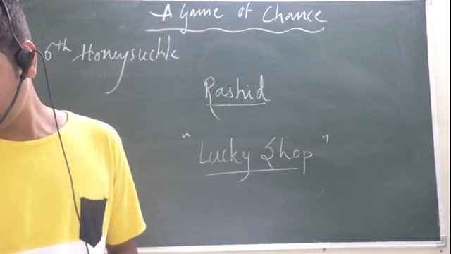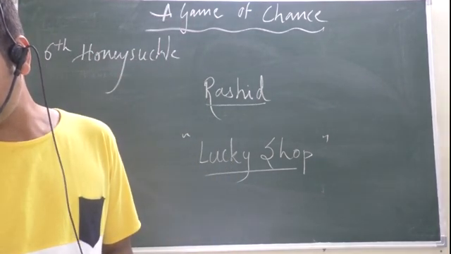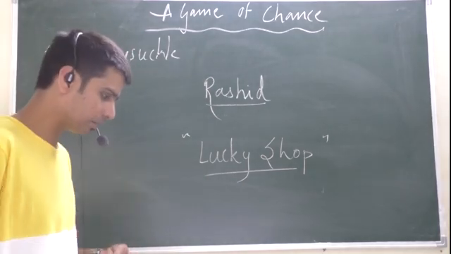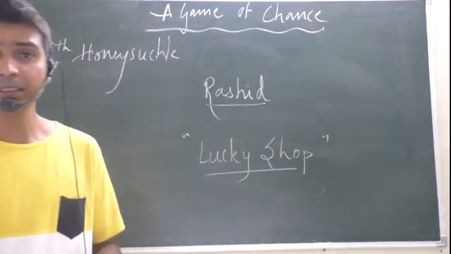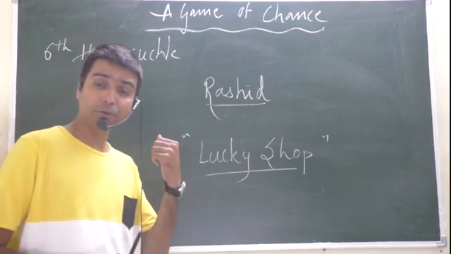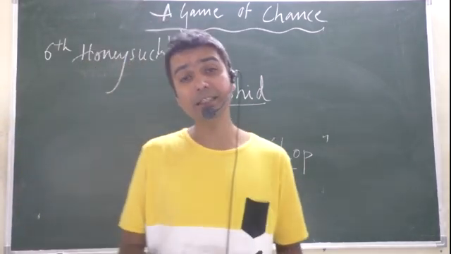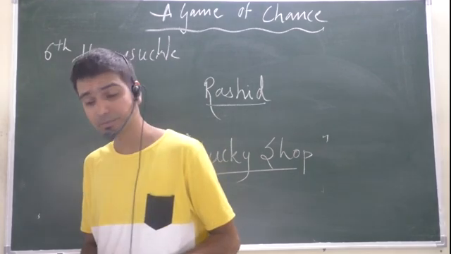How many prizes did the boy win and what were they? Well, the boy won 4 prizes. The first prize was a comb, the second was a fountain pen, then it was a wristwatch worth 25 rupees, and then at the end he won a table lamp as well.